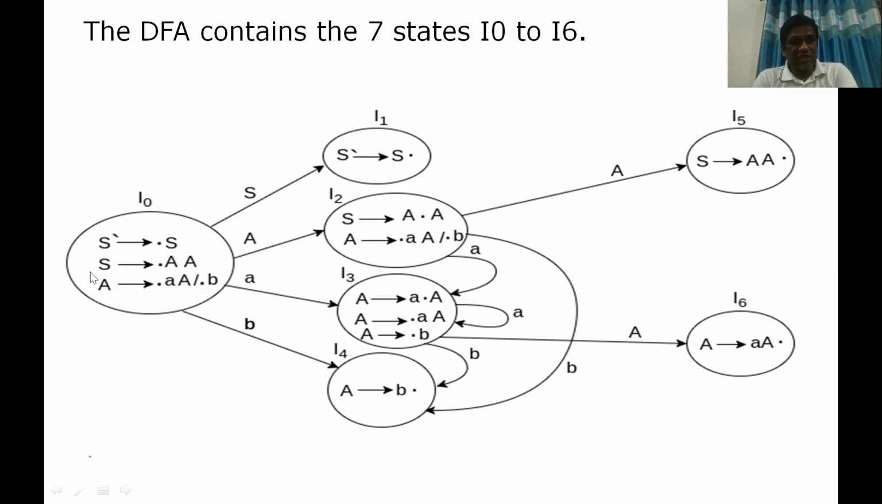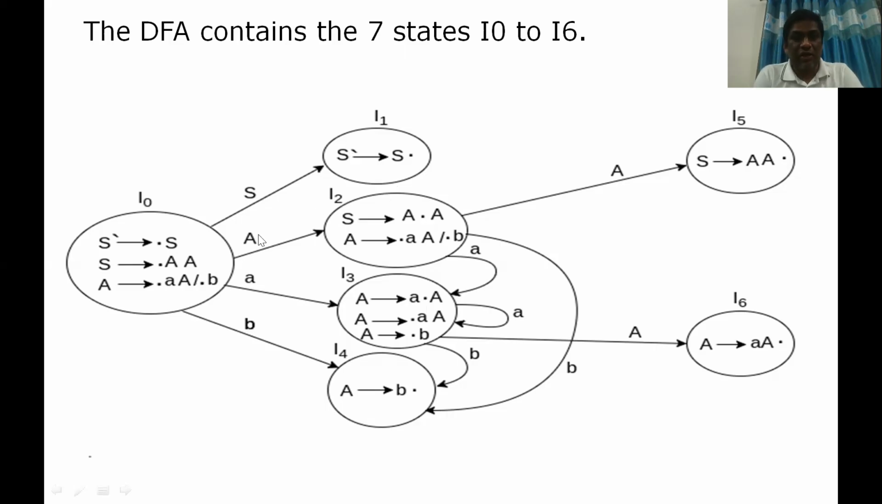S dash implies dot S, S implies dot A, A implies dot A or dot B. So I explained this. Now we are going to produce the new states on I naught on S, I naught on capital A, I naught on small a, I naught on small b. What are these capital S, capital A, small a, and small b? These are the symbols after dot. So for every symbol after dot, produce a new state from I naught. Okay, so I1, I2, I3, I4 will be produced.